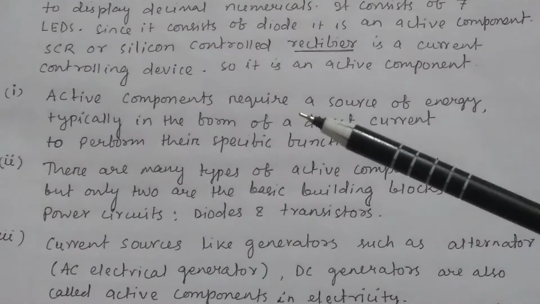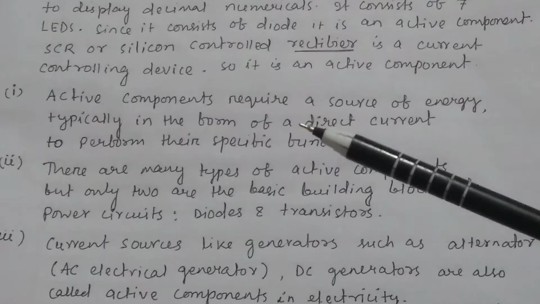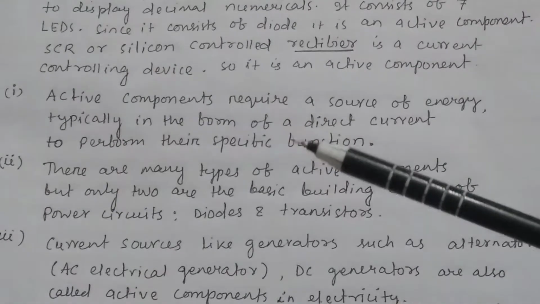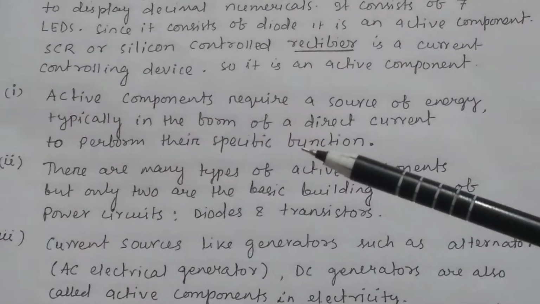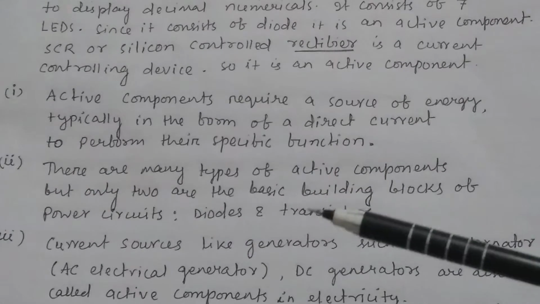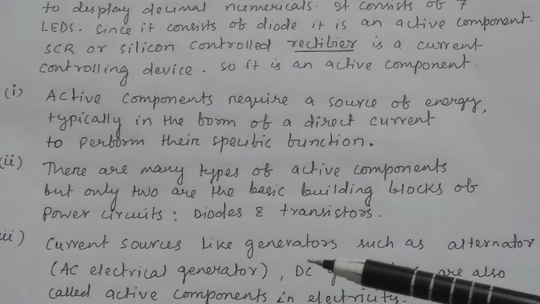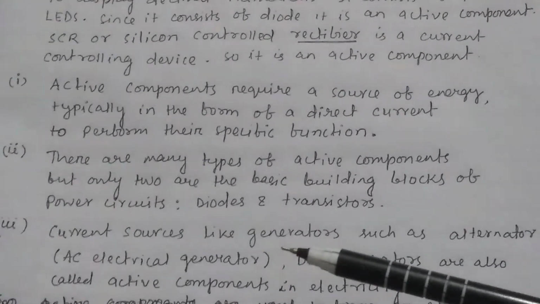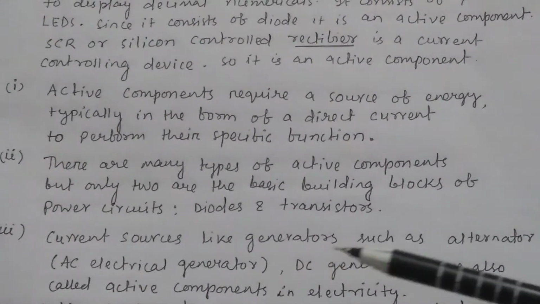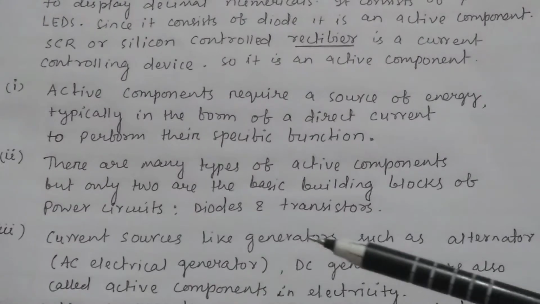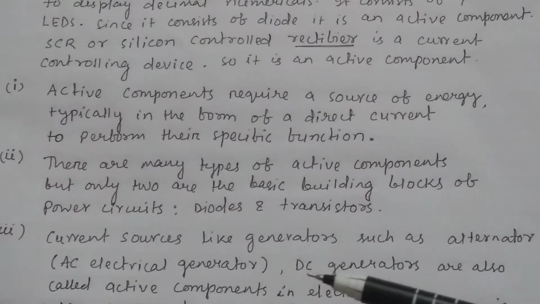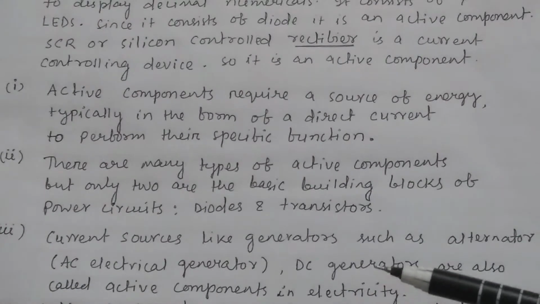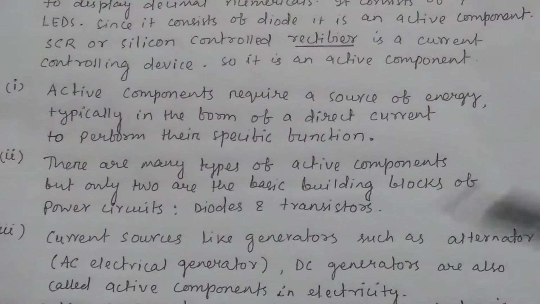Active components require a source of energy, typically in the form of a direct current, to perform their specific functions. Current sources like generators, such as alternators, which are AC electrical generators, remember, alternators or AC electrical generators or DC generators are also called active components in electricity.